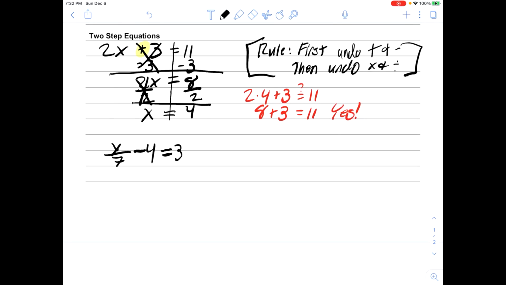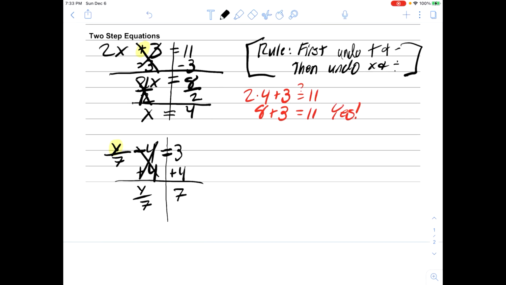Again, following our rule, we want to first undo addition and subtraction, then undo multiplication and division. So the equal sign. And the first thing I need to undo is the minus 4. As always, my goal is to get y, my variable, by itself, so I know what value this is. So subtract 4, the opposite is add 4, so I will add 4 to both sides. That cancels out. On this side, I'm left with y divided by 7, and on the other side, I have 7.